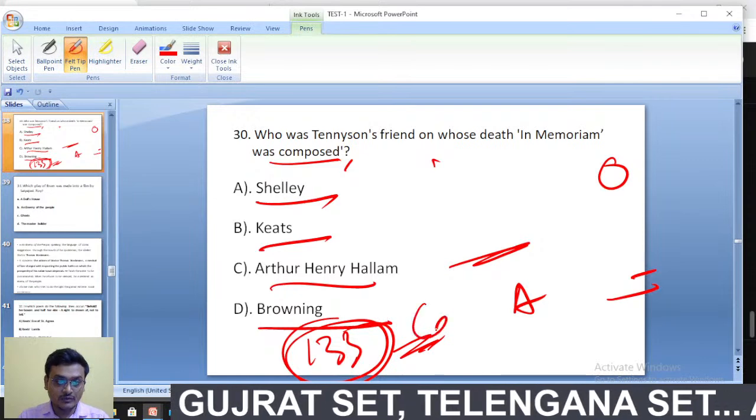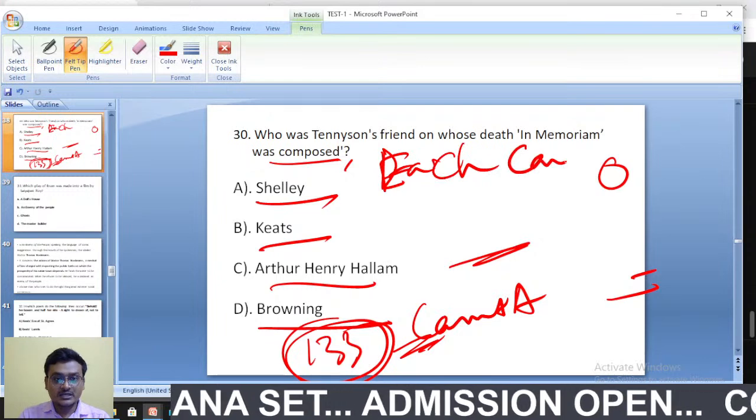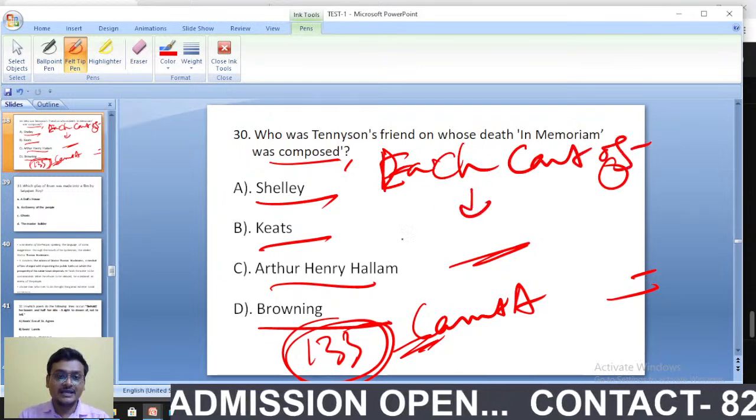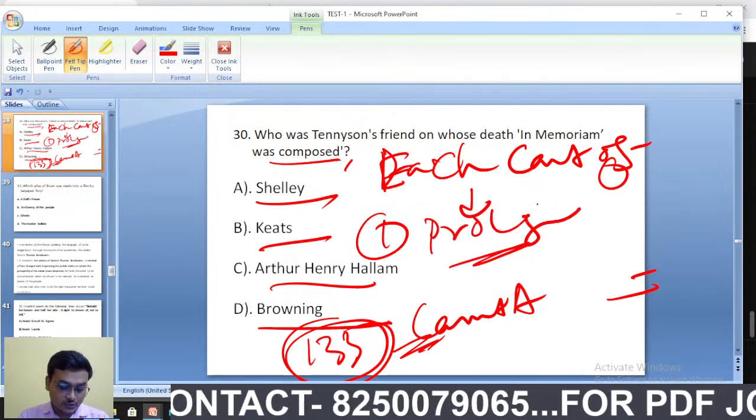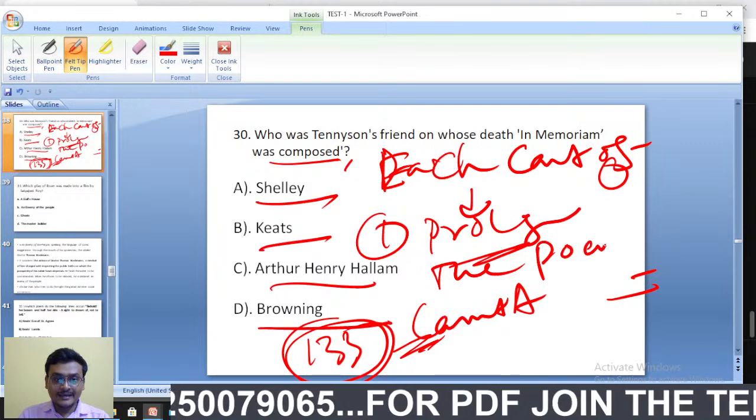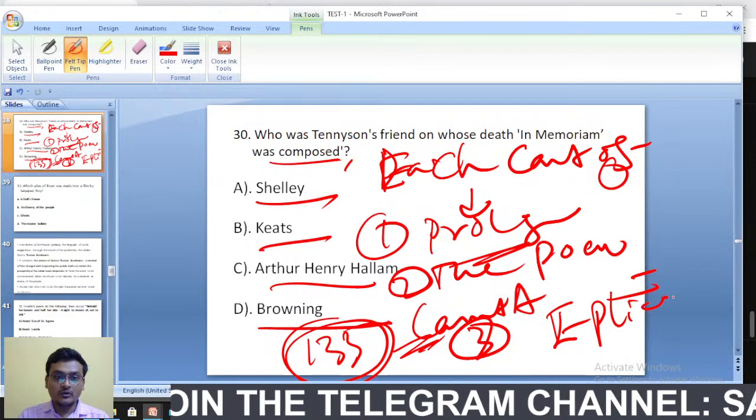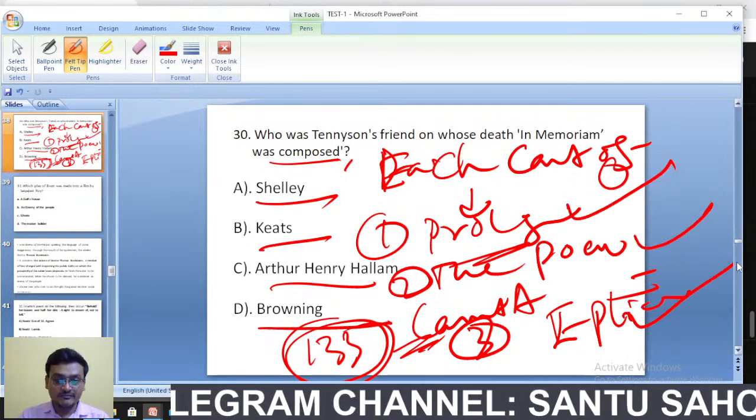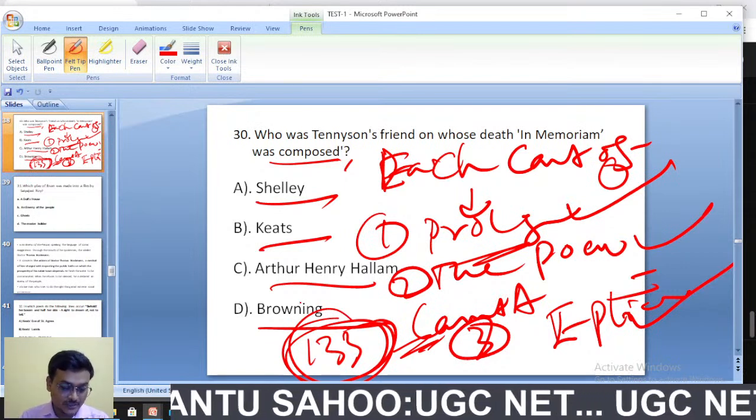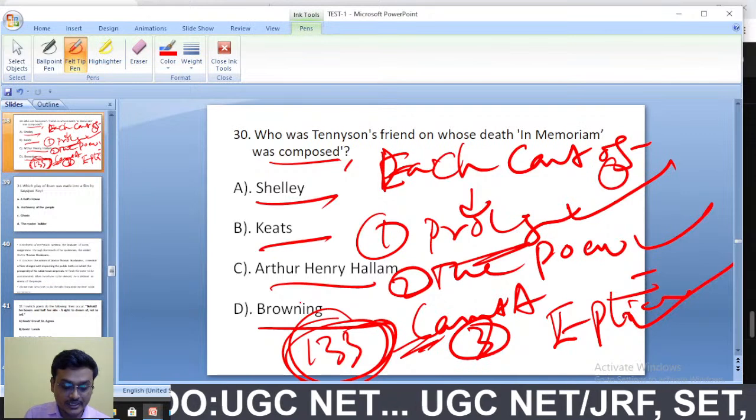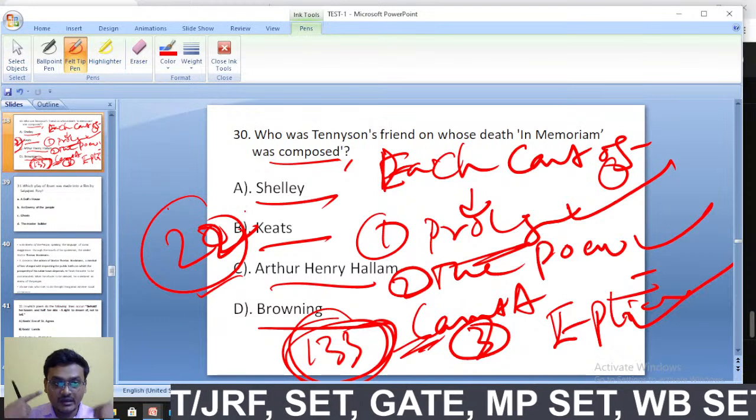Each canto has three parts. The first part is the prologue, then you have the poem, and the third part is the epilogue. Each canto is divided into prologue, the poem, and epilogue. In total it has 133 cantos. It's an elegiac narrative work. Got it? At the age of 22, Arthur Henry Hallam died of cerebral hemorrhage.